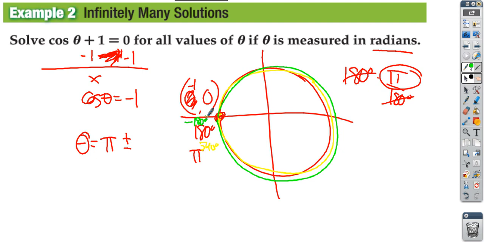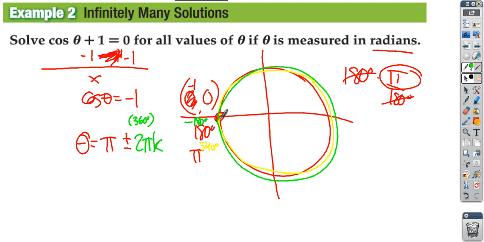If you rotate as much as you want, you're always going to get a solution. So in order to say that, we could say the number of rotations, each rotation is 360 degrees, but we're dealing with radians, so I'm putting that as 2 pi radians. And then k stands for the number of rotations.